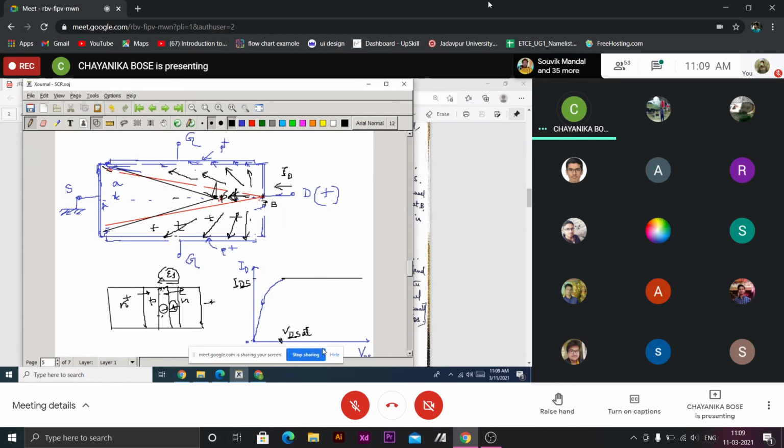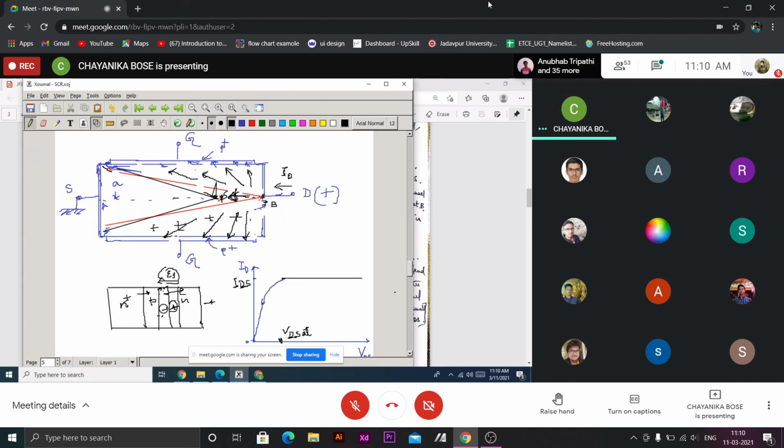As here the gate is connected to source, gate voltage is 0, the P plus region is at 0 potential, but the N-type channel is getting some considerable positive potential. So the reverse bias of the P plus N junction varies along X. So the depletion width of this depletion region is also a function of X. It is W(x), a function of X.